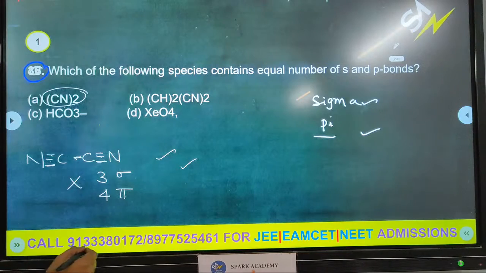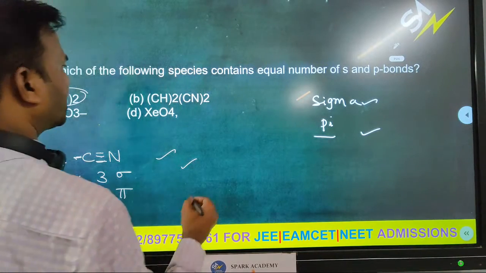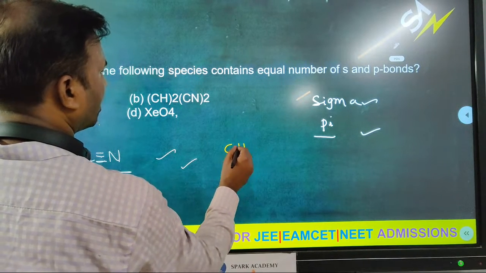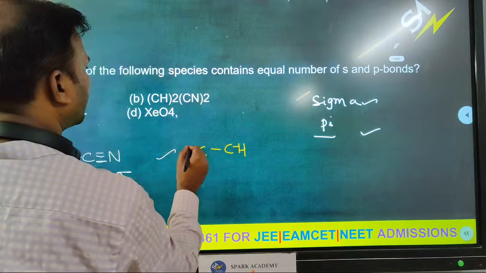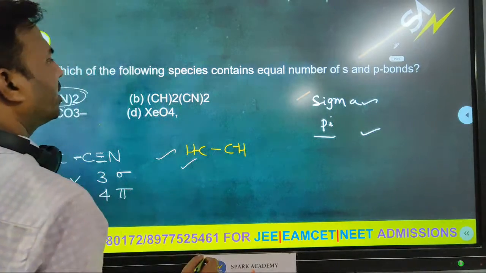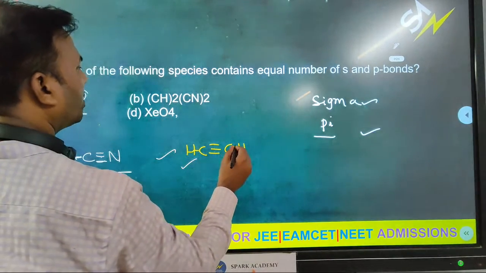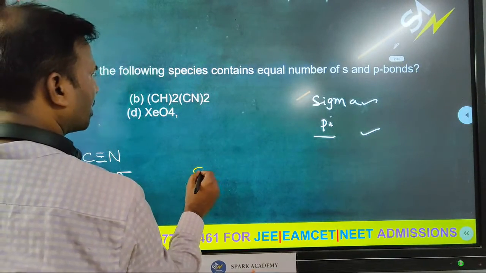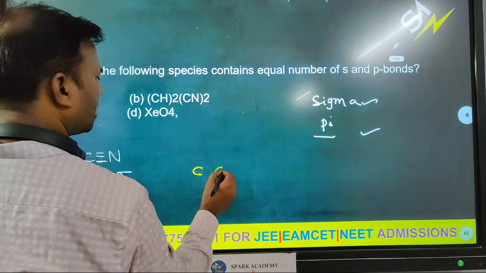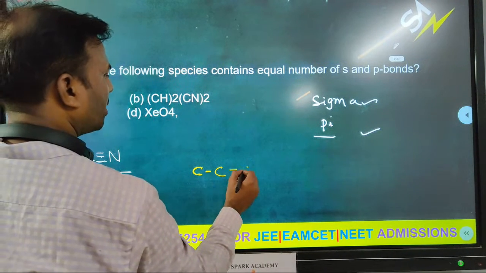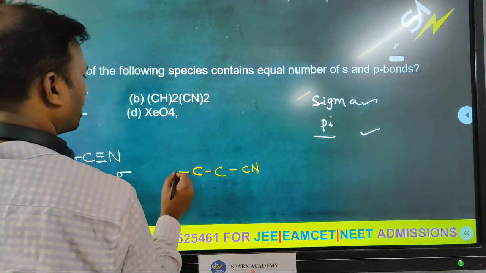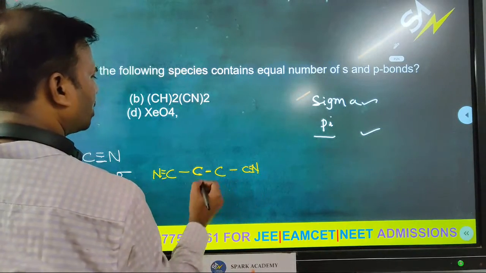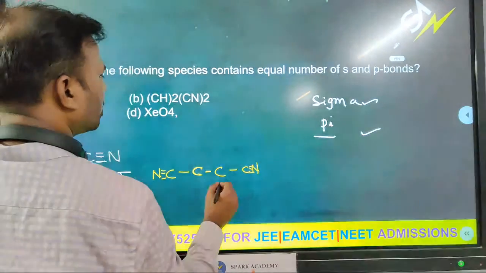Next, question number B. CH2 CN2. How many bonds here? Whatever we write here, C and Cl: 1, 2, 3 bonds. How many hydrogens? 2.